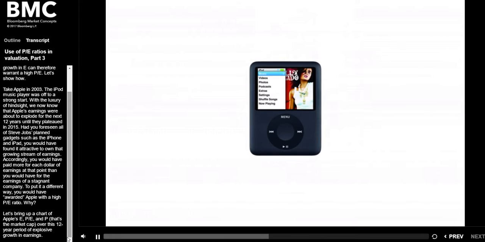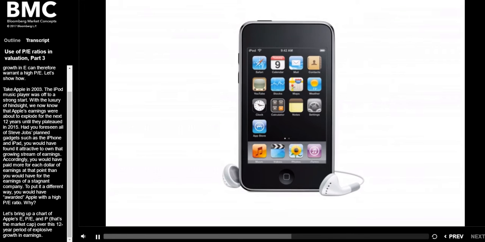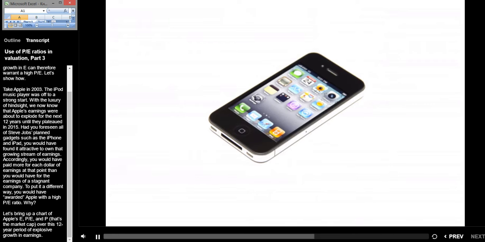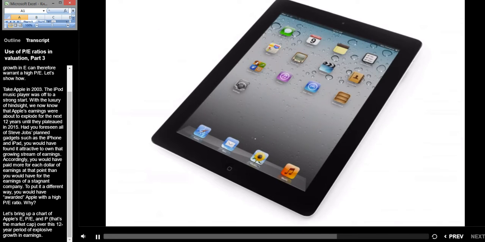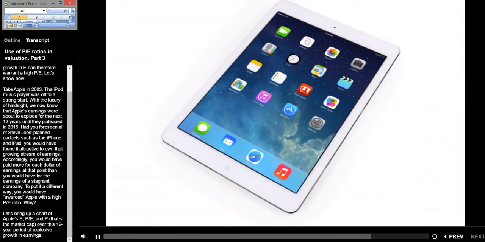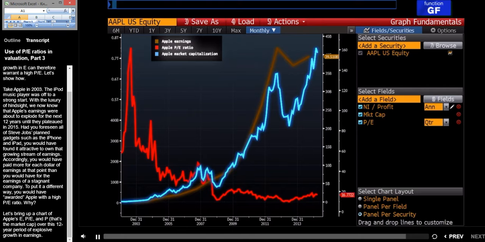Had you foreseen all of Steve Jobs' planned gadgets, such as the iPhone and iPad, you would have found it attractive to own that growing stream of earnings. Accordingly, you would have paid more for each dollar of earnings at that point than you would have for the earnings of a stagnant company. To put it a different way, you would have awarded Apple with a high P/E ratio. Why? Let's bring up a chart of Apple's E, P/E, and P, that's the market cap, over this 12-year period of explosive growth in earnings.